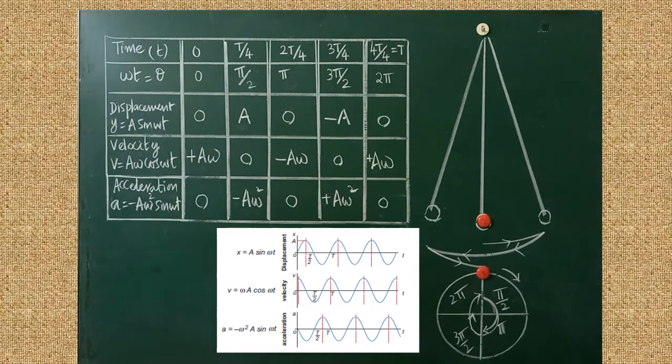So we are able to see these values clearly at the various positions. Very important. We are able to understand the complete dynamics of the particle when it is executing simple harmonic motion. Understood? This is a very important tabular column. With the help of this, we are able to understand so many concepts. Understood?